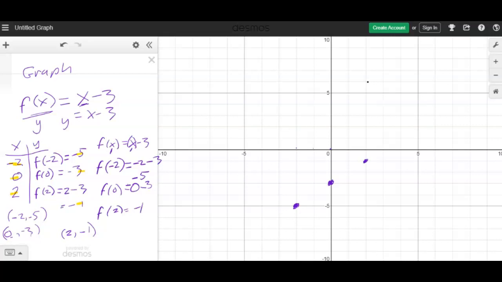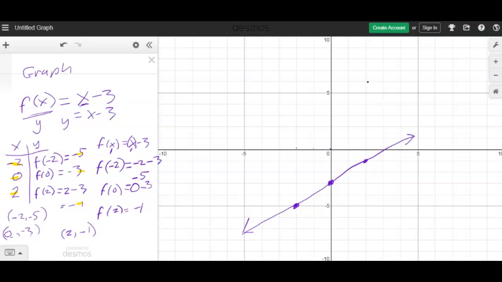And I can actually connect these dots because it's a function and it's not just a list of points. It came from an equation. I get essentially this line here, and that would go on forever in both directions. Okay, so that's how we would graph a function.